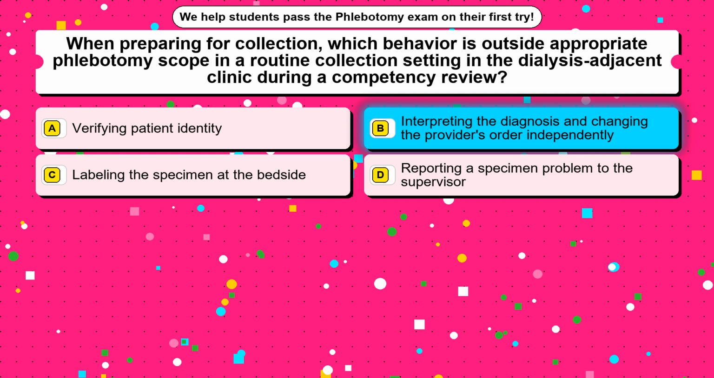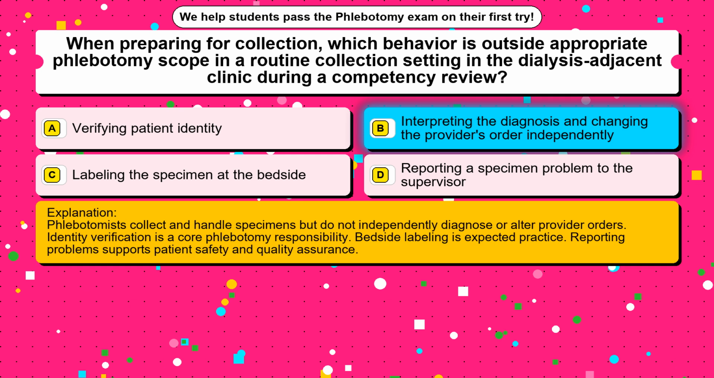The correct answer is option B. Interpreting the diagnosis and changing the provider's order independently. Phlebotomists collect and handle specimens but do not independently diagnose or alter provider orders. Identity verification is a core phlebotomy responsibility. Bedside labeling is expected practice. Reporting problems supports patient safety and quality assurance.